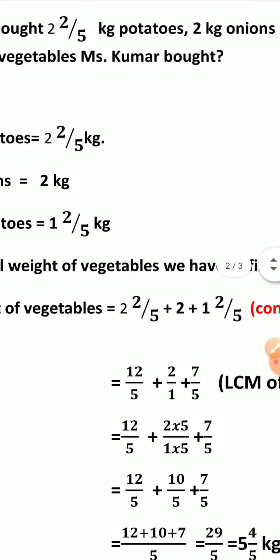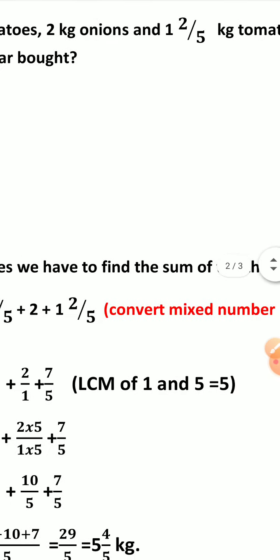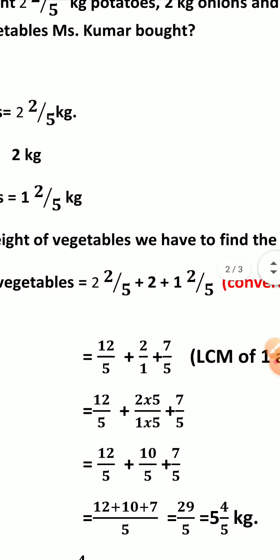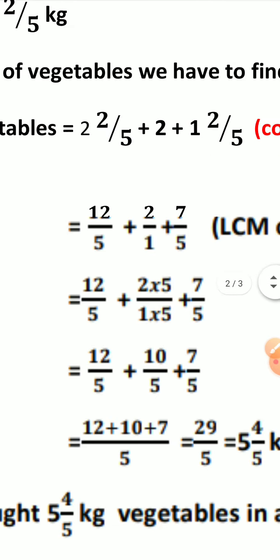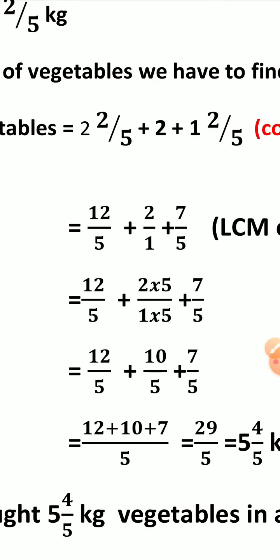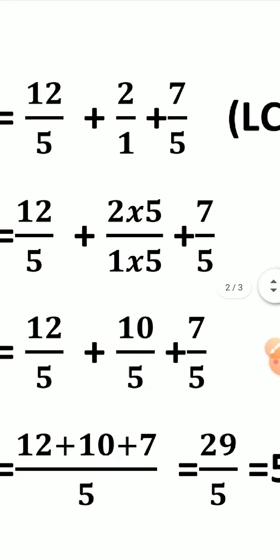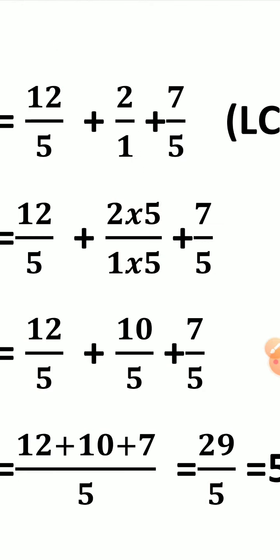Now you see, LCM of 1 and 5 is 5. So we convert all into like fractions. So first and third is already with 5, and so we need to convert this 2 by 1. Now 1 will become 5 when we multiply by 5. So 1 into 5 is 5. Then in numerator 2 into 5 is 10. So this is the way we have converted 2 by 1 into 10 by 5.